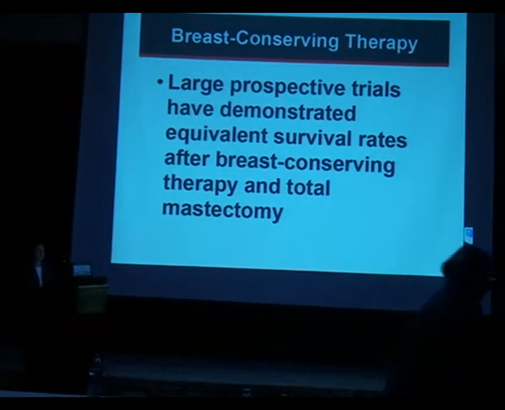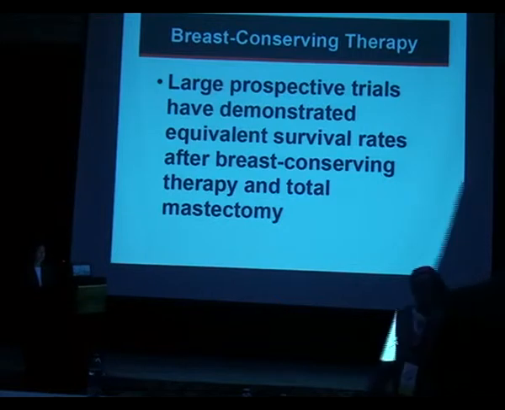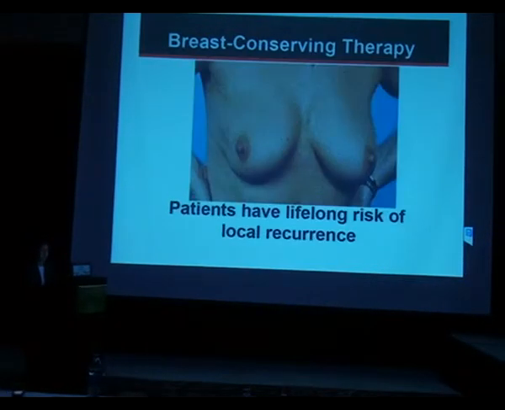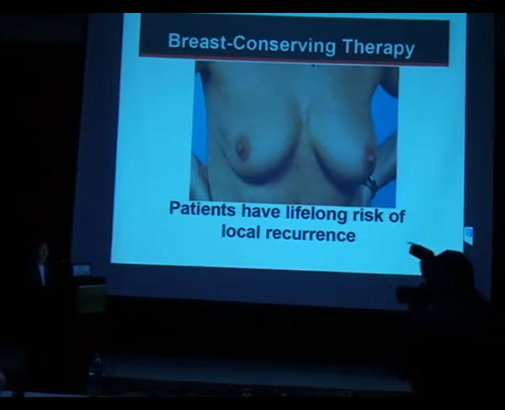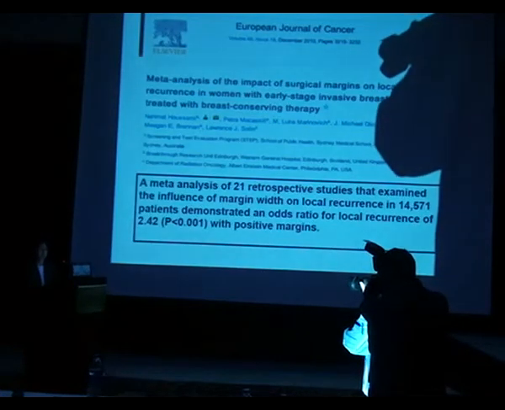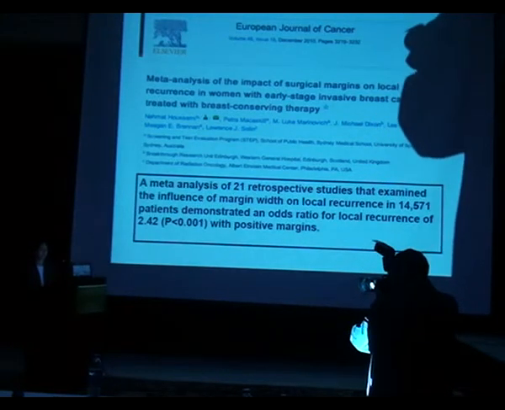In terms of breast conserving therapy, now we have large prospective trials which demonstrated equivalent survival rates after breast conserving therapy and total mastectomy. For early stage breast cancer, the preferred treatment now is breast conserving therapy, which is called segmental mastectomy or lumpectomy. They are actually pretty much the same procedure. When patients have breast conserving therapy, they have a lifelong risk for local recurrence. That is the main concern that we have, local recurrence.